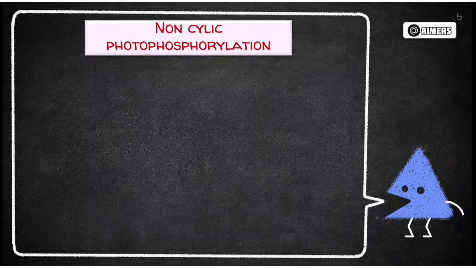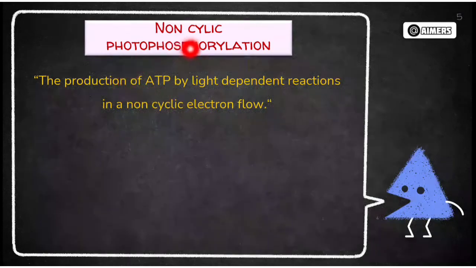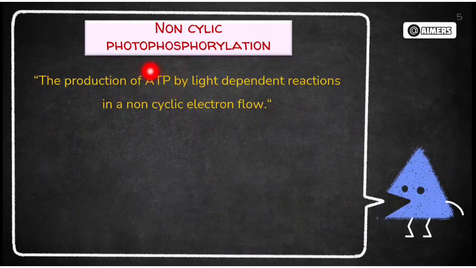Now, what is non-cyclic photophosphorylation? Non-cyclic photophosphorylation means the production of ATP by the light-dependent reactions in a non-cyclic electron flow. We got it that phosphorylation is addition of phosphate. It means it is the production of ATP. Photo, in the presence of light, the ATP is produced. That is what is called photophosphorylation. And the flow of electrons is in a non-cyclic pattern in the whole process. That is what is called non-cyclic photophosphorylation. So this is the definition of non-cyclic photophosphorylation.